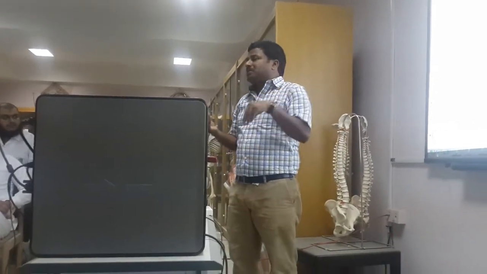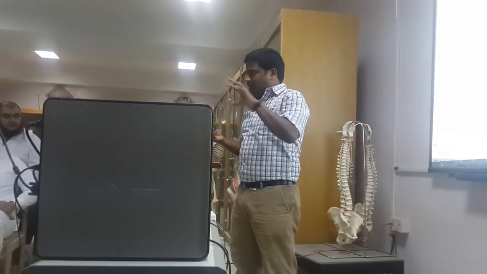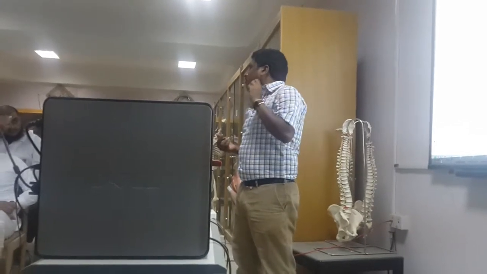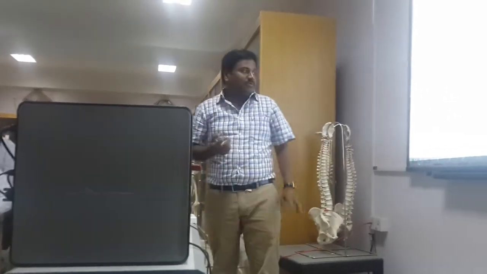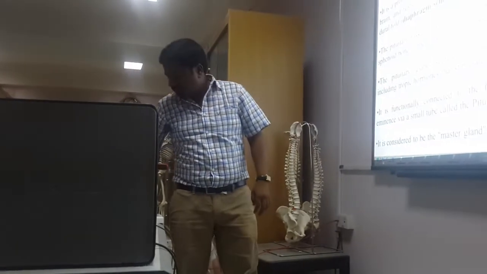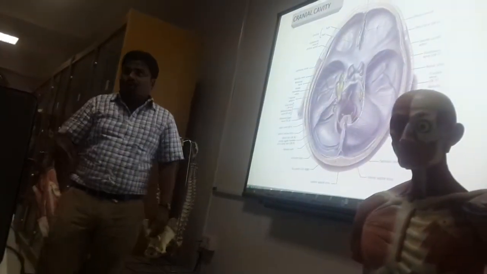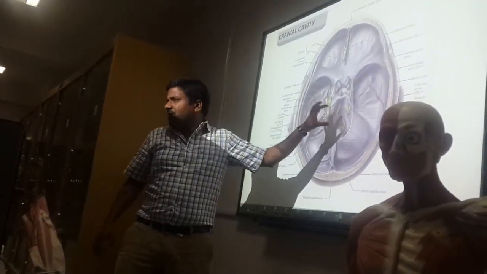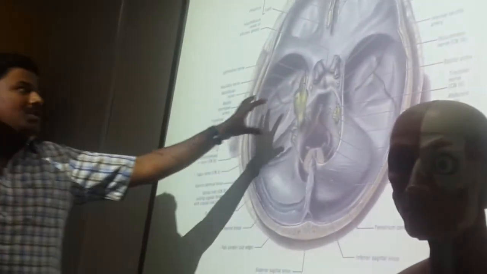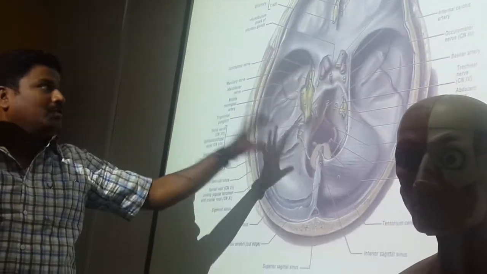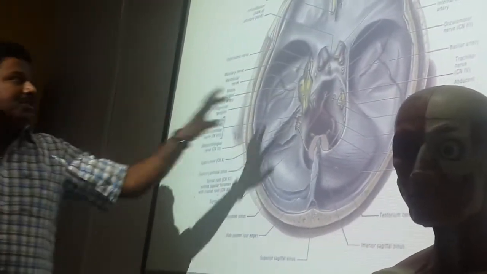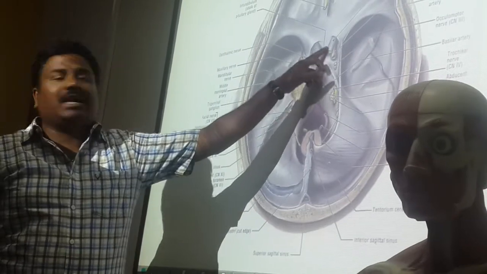So what else? As I said, this gland is controlled by secretions of the hypothalamus, connected to the rest of the brain through the pituitary stalk to the hypothalamus. This is one more picture, again showing the cranial cavity, with the dura mater. This blue area is the dura mater. This is the sphenoid bone part that I explained.